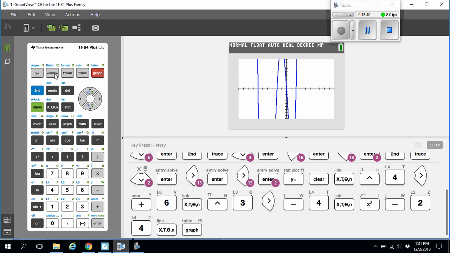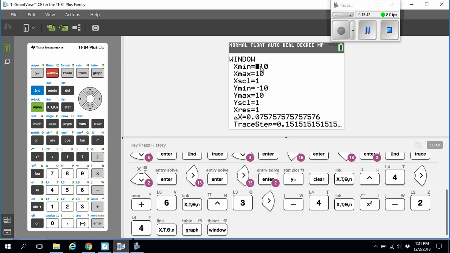So we're going to go to window. As I said, our x values don't need to change. Now you're going to see an x-min and an x-max. These deal with your x-axis.